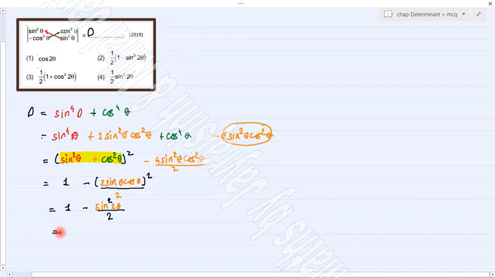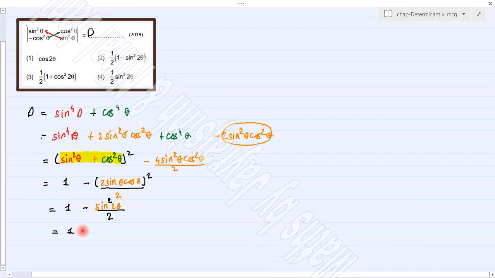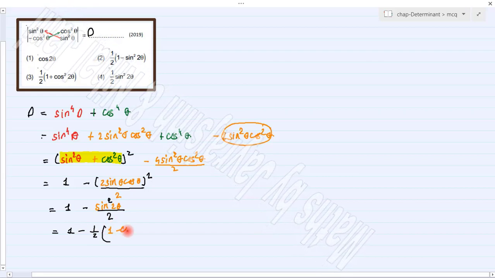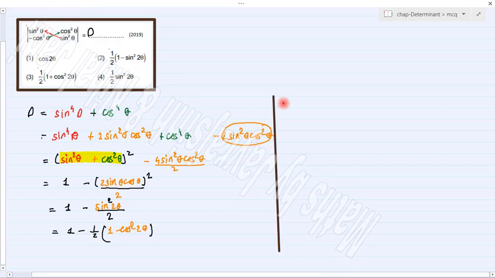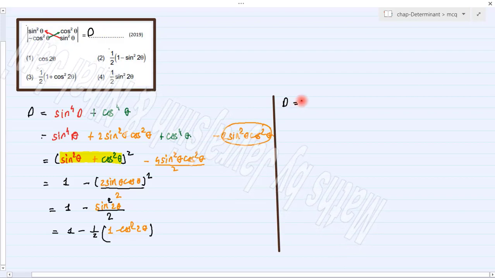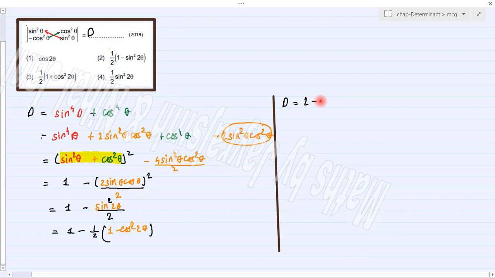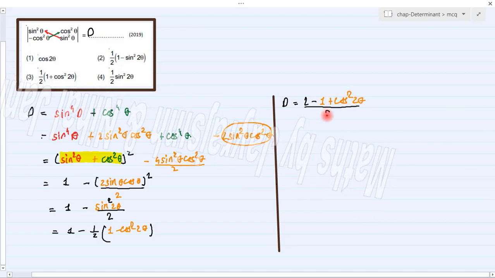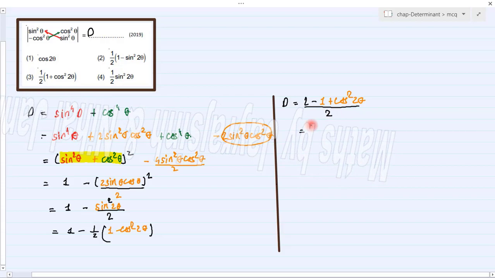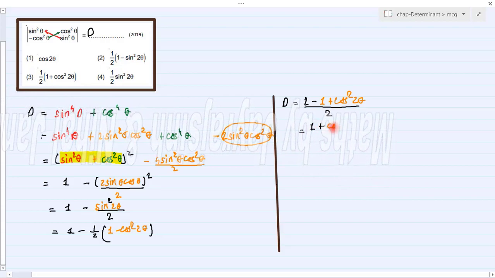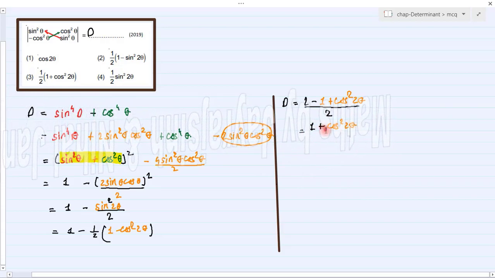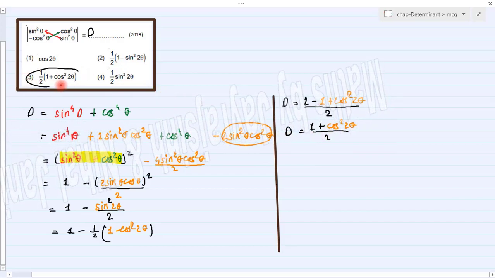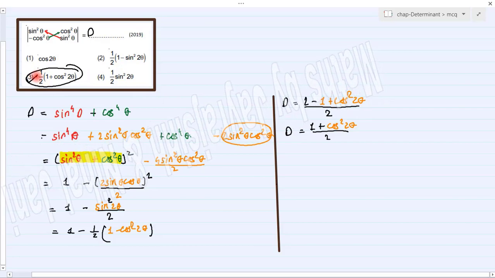But the answer is also not in this form. So let's convert this sine square 2 theta in terms of 1 minus cos square 2 theta. So let's take the LCM. We will get 2 minus 1 plus cos square 2 theta whole divided by 2. So 2 minus 1 will be 1, plus cos square 2 theta as it is, whole divided by 2 is your final answer, which is given in option 3.